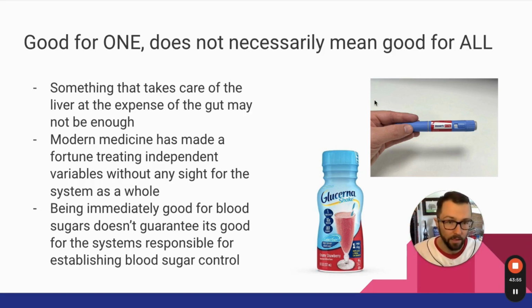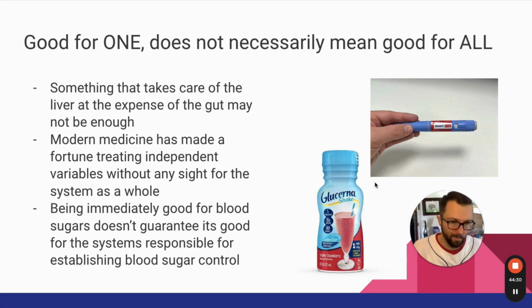And in a lot of the stuff that's being pushed out now, it really seems like we're taking one step forward and 3 steps back. So modern medicine loves it because they've made an absolute fortune treating independent variables without any sight for the system as a whole, right? Sure, yeah, we'll get your A1C down, but you're gonna need new kidneys in a couple years. We'll handle that when you get there. It's like no. We want to improve the quality of the system as a whole.